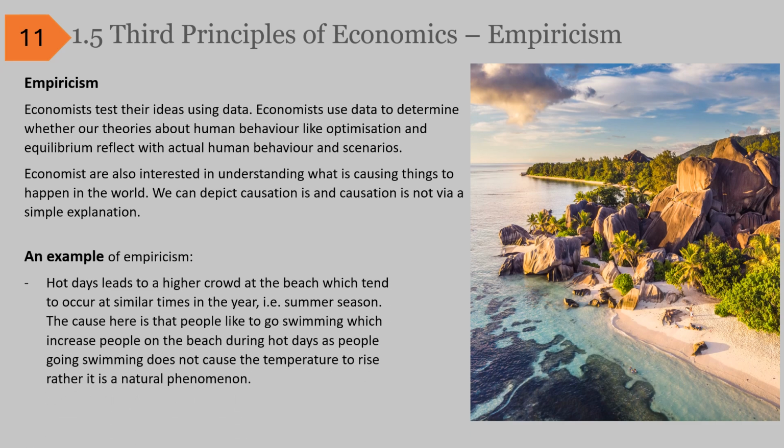So an example of empiricism is that hot days lead to more crowded beaches, which tend to occur during similar times in the year, i.e. the summer season. And this is because during hot days, during summer, people like to go to the beach, to go swimming. And we can say that people going swimming does not cause the temperature to rise, rather it is a natural phenomenon. So it is the other way around. Temperature causes people to go swimming. People do not cause temperature to rise.